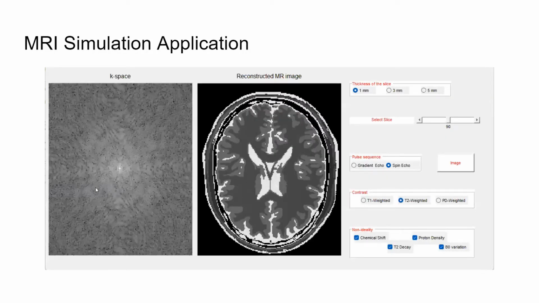Here you can see an overview of the user interface of our simulator. The user can choose various contrasts, slices, slice thicknesses, pulse sequences, and non-ideality conditions. The simulator then performs the imaging of the anatomical brain model with the given options. For contrast, we considered T1, T2, and PD weighted images. We performed imaging with gradient and spin echo pulse sequences. We also considered the effect of chemical shift, T2 decay, proton density, and B0 variation.